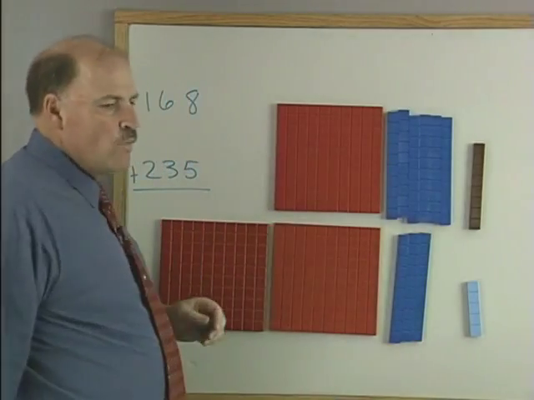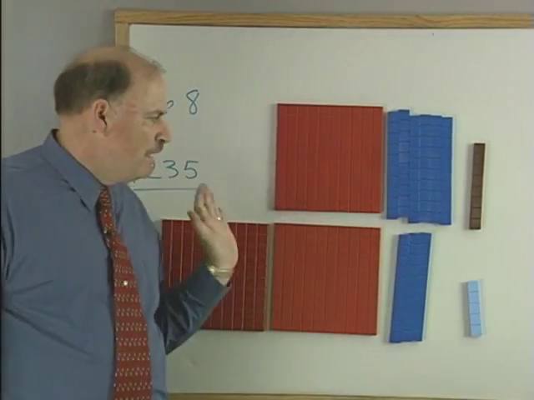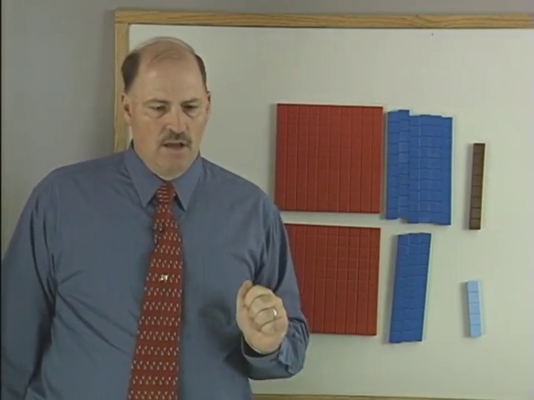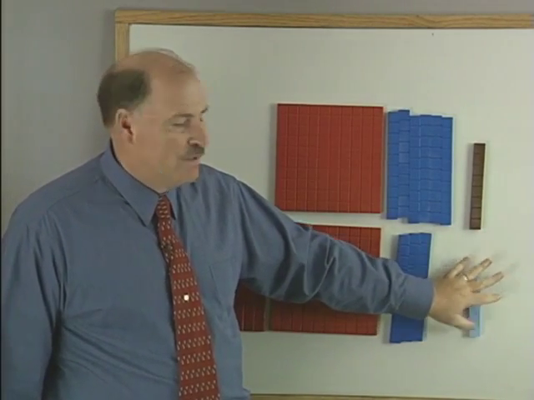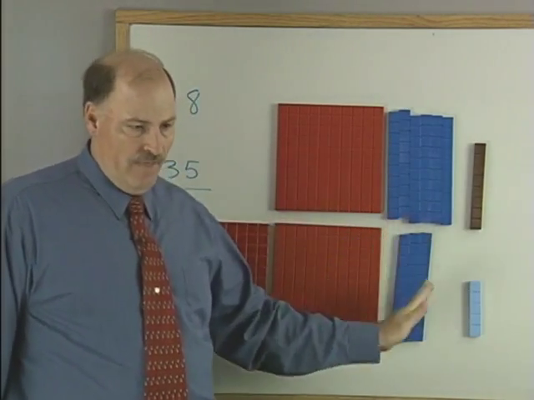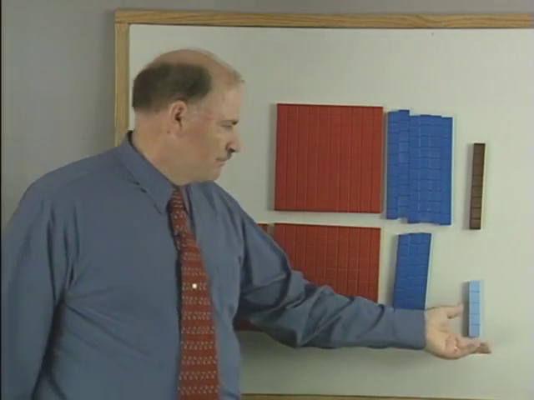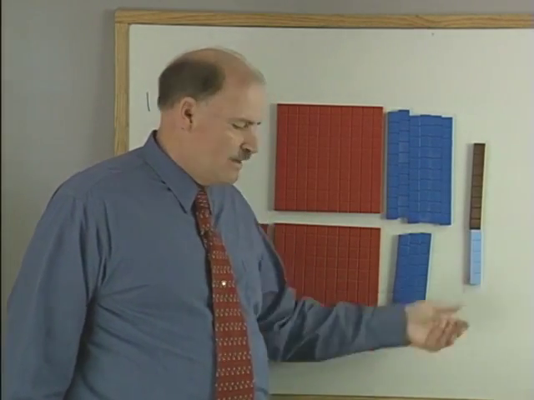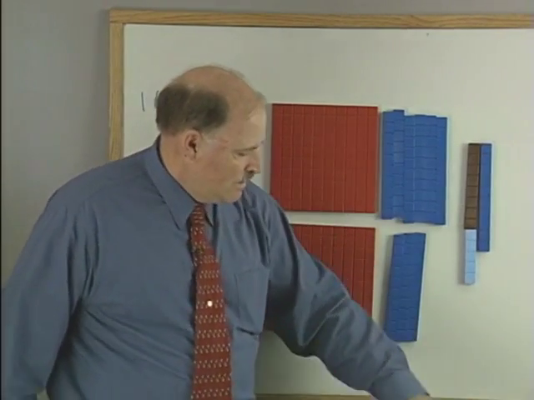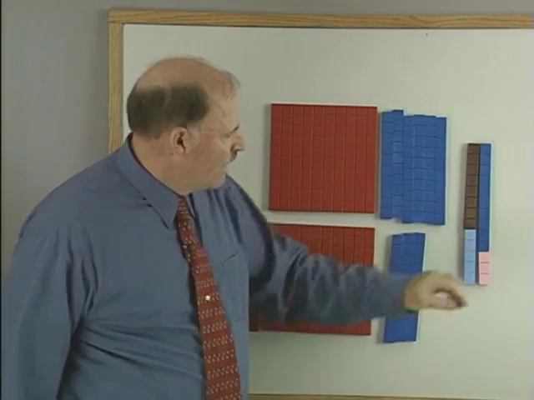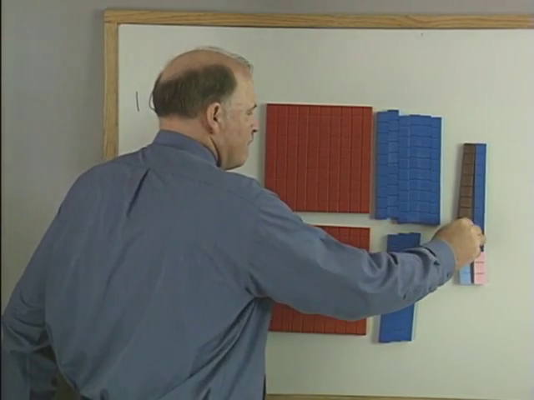Okay. Now where do we start when we add? Do we start with the big boys or the little boys? The little guys, because in case we have to regroup the little ones and make a bigger one. That's the way the decimal system operates. So what's 5 plus 8? 13. Okay, that would be 10 plus 3. And now I can regroup that.